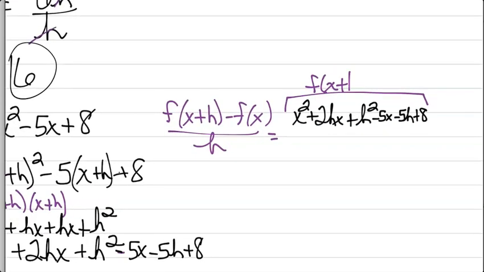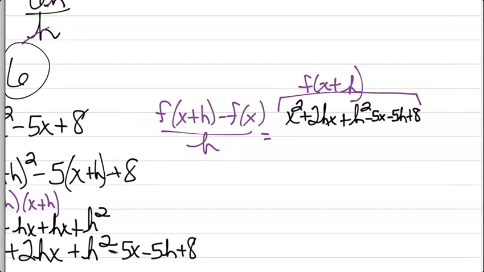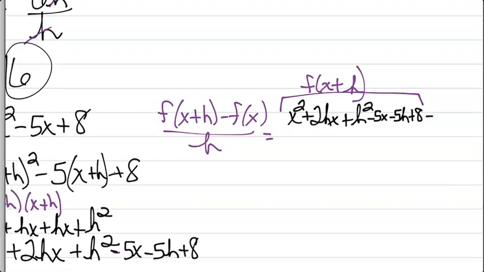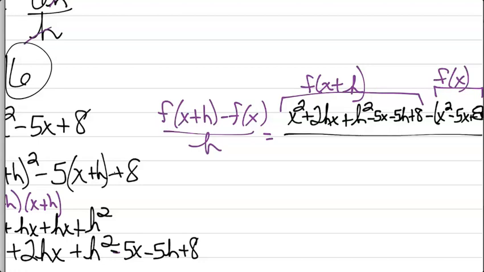Now I have to subtract off the f of x, once my stylus decides it's going to stop erasing what I'm writing. There we go. Remember, I'm going to put it in parentheses. F of x was x squared minus 5x plus 8. All that gets written over h.